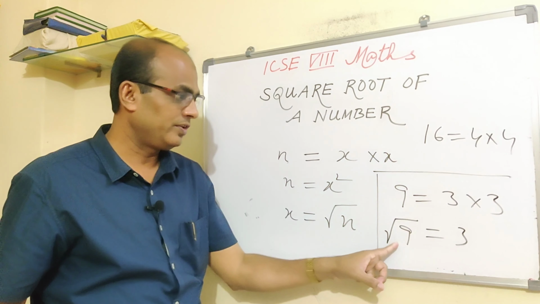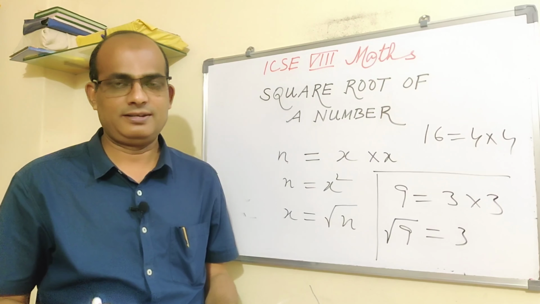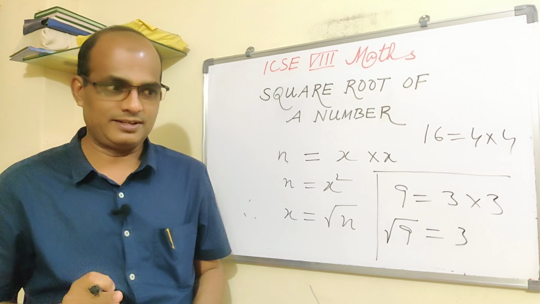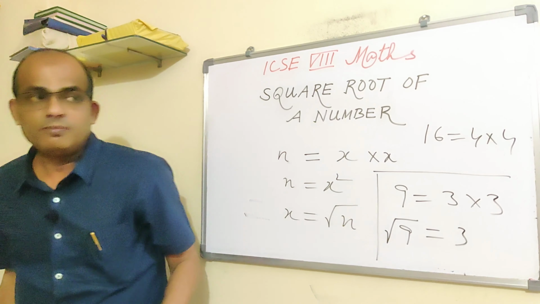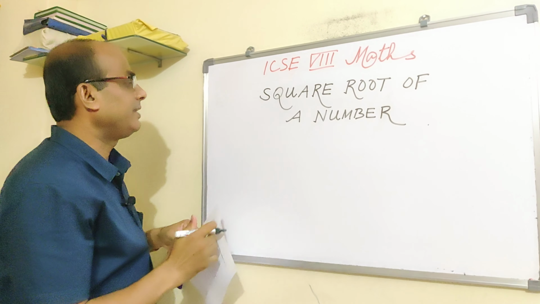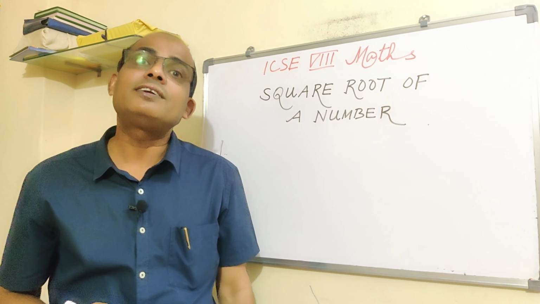Now, we are going to learn how to find the square root of a number by different methods. The first method is to find the square root of a number by repeated subtraction method. So please note down, the first method is by repeated subtraction.